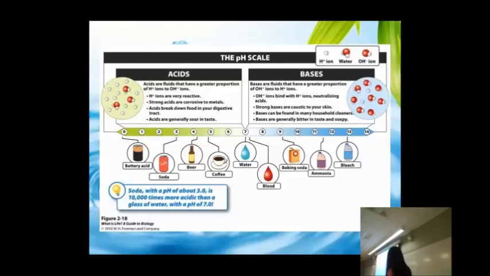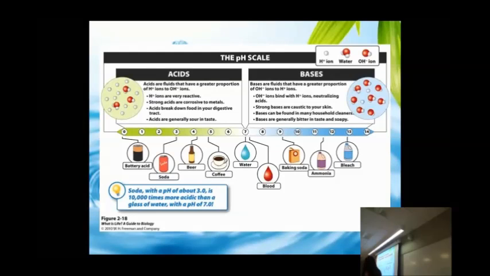Up here on the pH scale, your acids are 0 through 7. They have the H plus ions in them, which means they are very reactive. They are very corrosive to metals. If you've ever seen somebody that has lots of rust on their car, that can be from getting rained on with acid rain for many, many years. And acids break down your food in your digestive system. Your digestive system has a pH between 2 and 3.